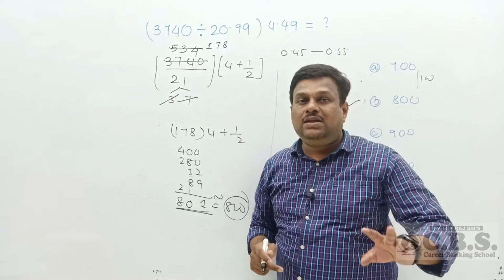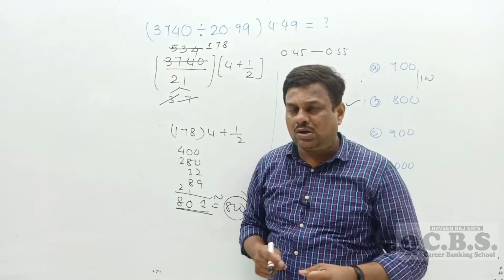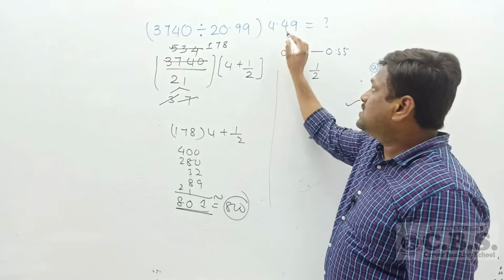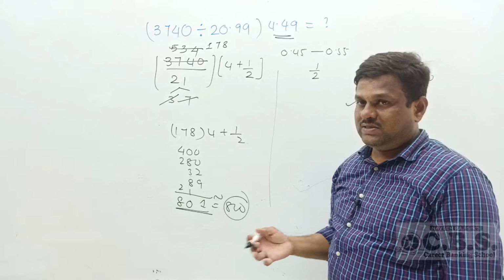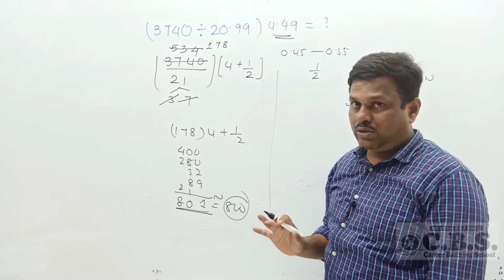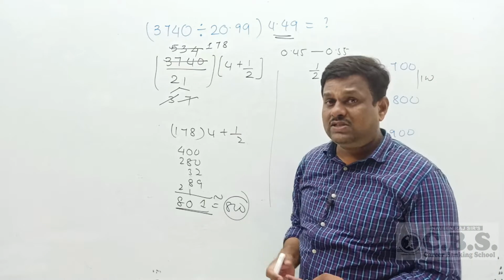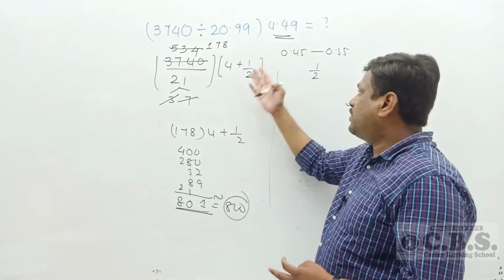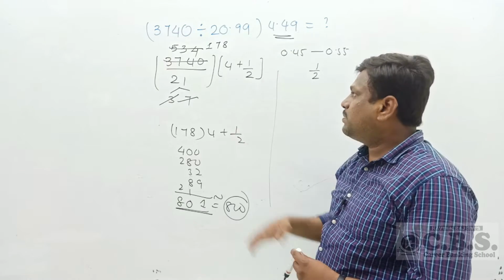So basically the main drawback of this calculation is that students need to take the lesser value. It's a bridge; below the bridge take the lesser value. Don't try to take this value. Take the decimal near value. What is the decimal near value? 0.5, which is nothing but half.